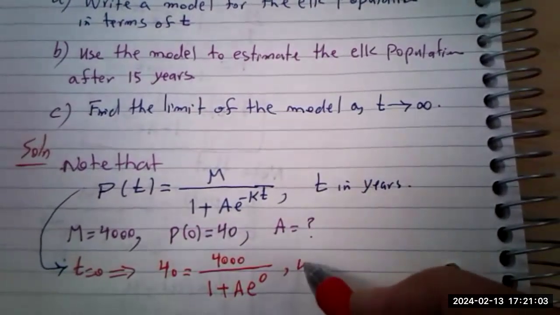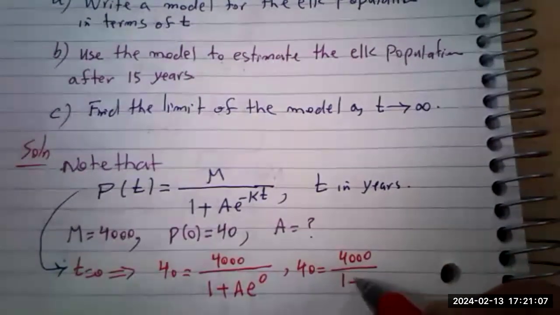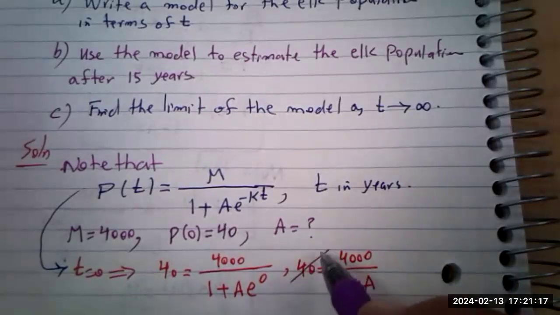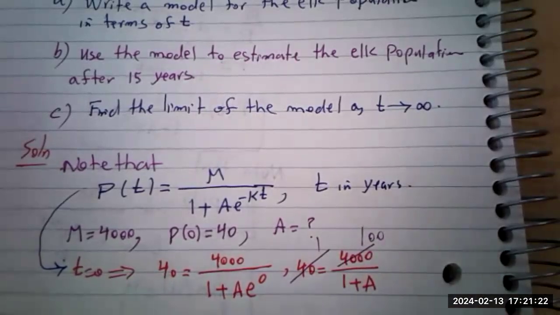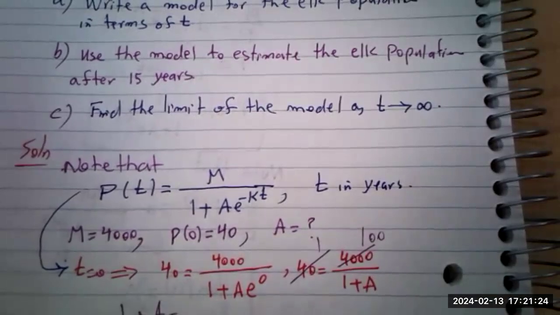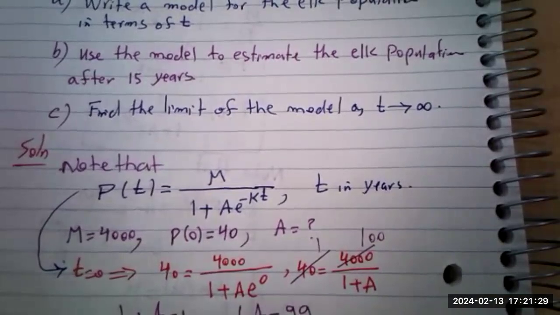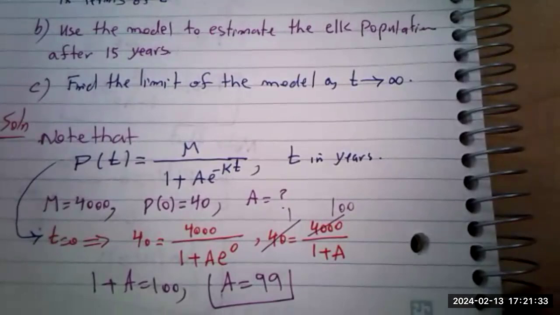So again, we get 40 equal to 4,000 over 1 plus A. You can cross multiply, or just divide by 40, then cross multiply. Divide by 40, that gives you 1, and that gives you 100. So cross multiply: 1 plus A would be equal to 100. So A would be 99. That gives you the case.